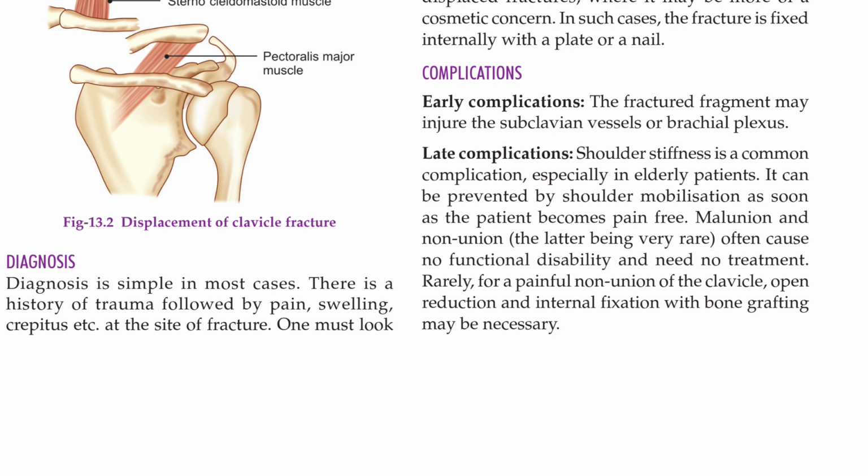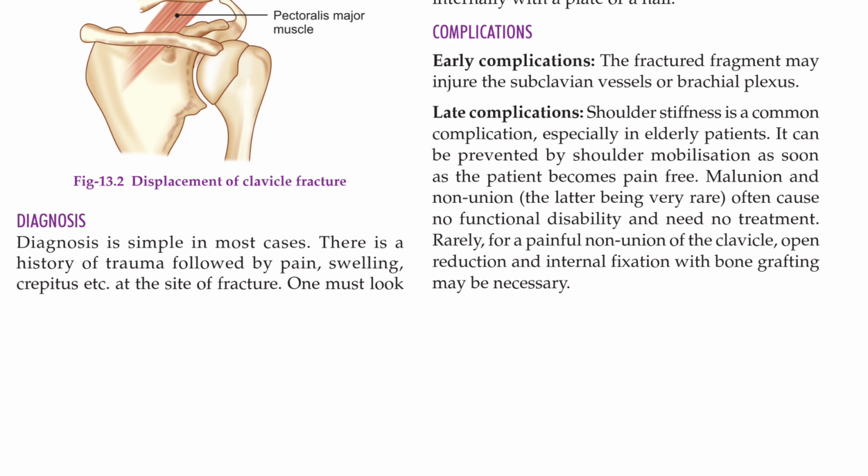Malunion and non-union. Malunion means joining in an abnormal way, non-union means failure to join. The latter being very rare. Non-union is failure to unite, so it is very rare. Often causes no functional disability and needs no treatment. Malunion and non-union often cause no functional disability and need no treatment.